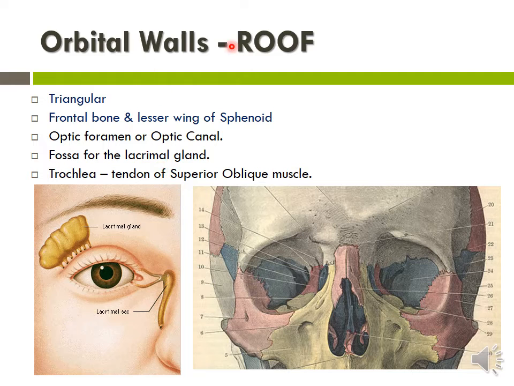So, a quick reminder about the roof. Remember its shape, which is triangular. Two bones are involved in making the roof: the frontal bone and the lesser wing of sphenoid. It also has a small opening behind, because the optic nerve has to go out of the orbit and go to the brain, so it goes through the optic foramen or optic canal. It has a fossa, which is nothing but a space for the lacrimal gland. We know that this is the lacrimal gland here.